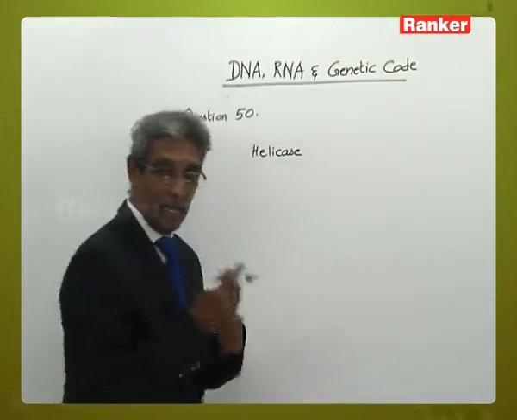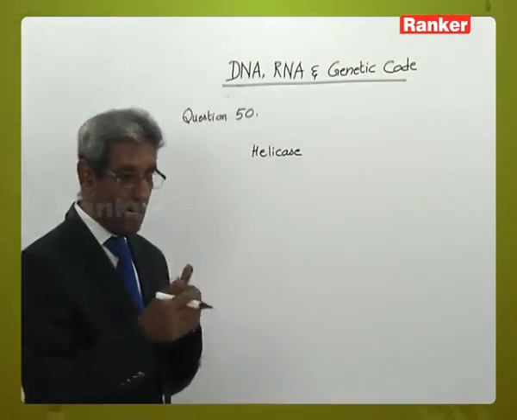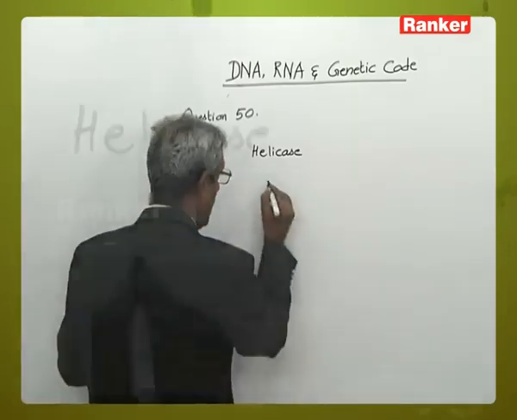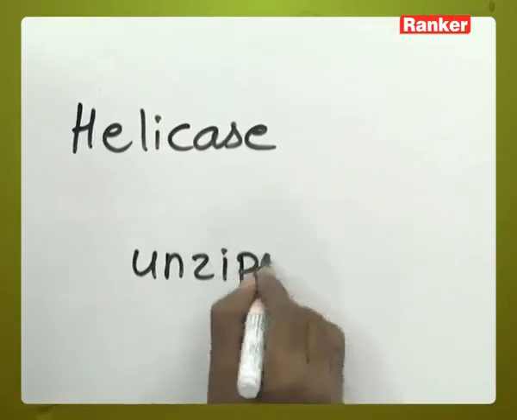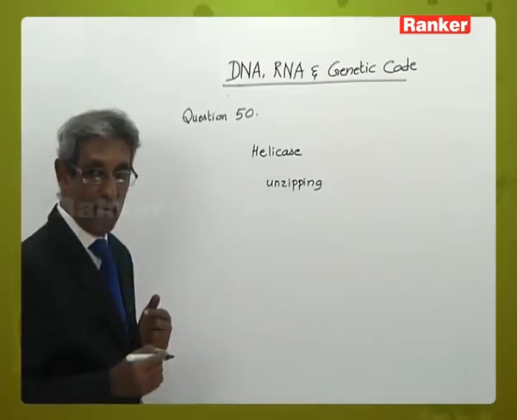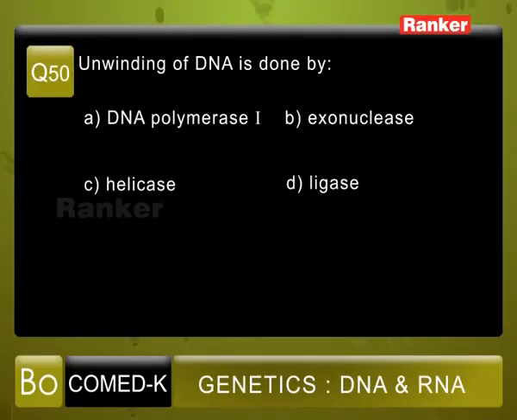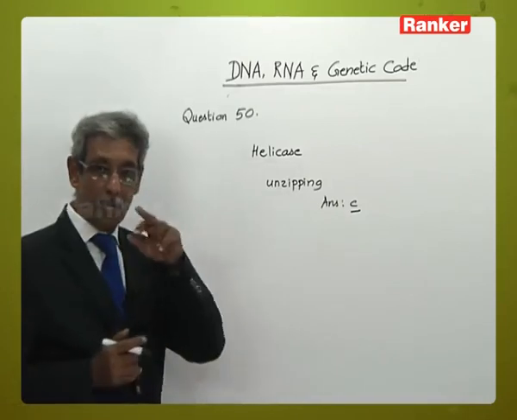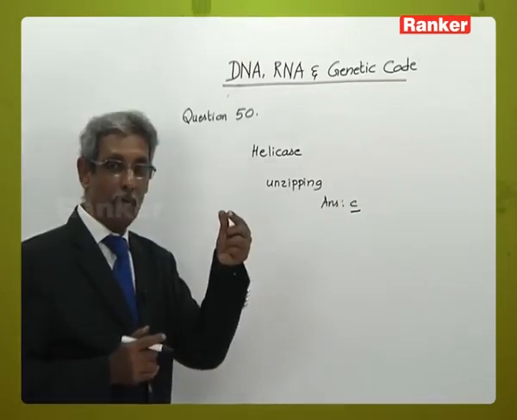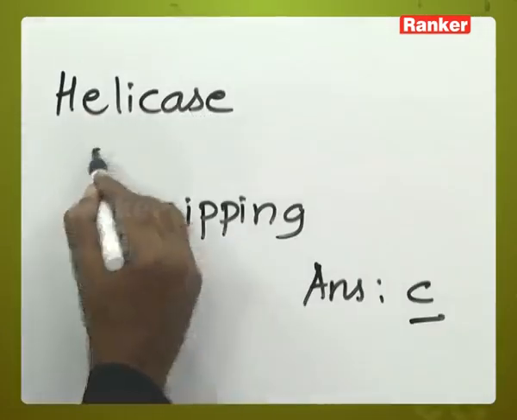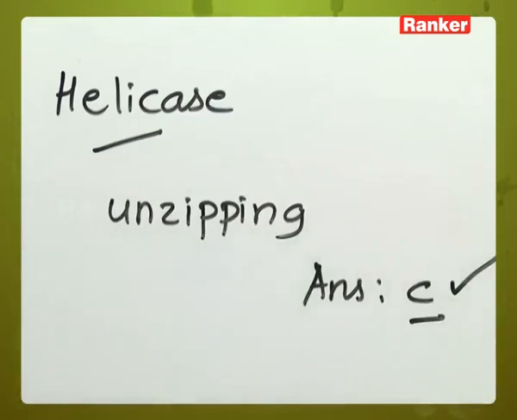Helicase unwinds the DNA. So when it unwinds the DNA, it creates torsion. So helicase, when you say unwinding, it means unzipping. Unzipping of the DNA occurs due to the presence of the helicase. Hence the answer is C. While you take the D choice, it is ligase. Ligase is a joining enzyme, whereas exonuclease enables removal of any particular nitrogen base from the DNA. So the right answer is helicase and the answer is C.